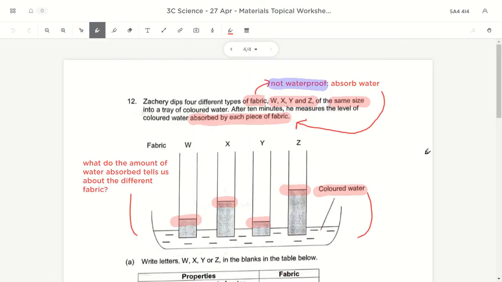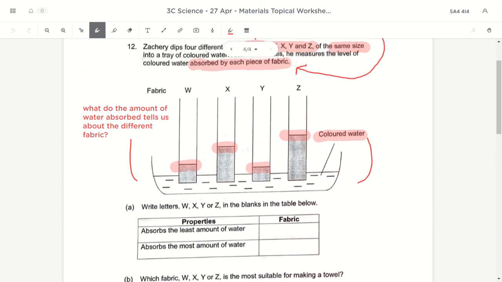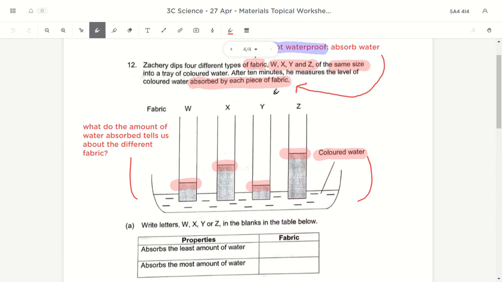Okay, so the next one, I have 4 different fabrics, W, X, Y, and Z, of the same size. I put them into a tray of water, and after 10 minutes, the water is absorbed up to the level indicated. So looking at this diagram, what can you say about the different water levels? Some are higher, some are lower. So what do the high and low markings tell you? Okay, so for Z, I know that it is the most absorbent.